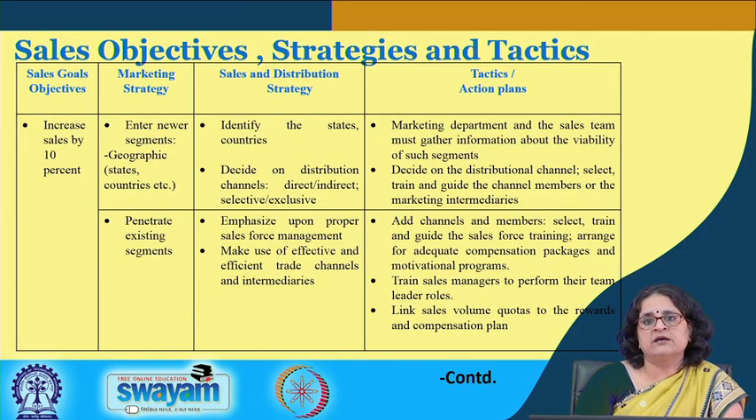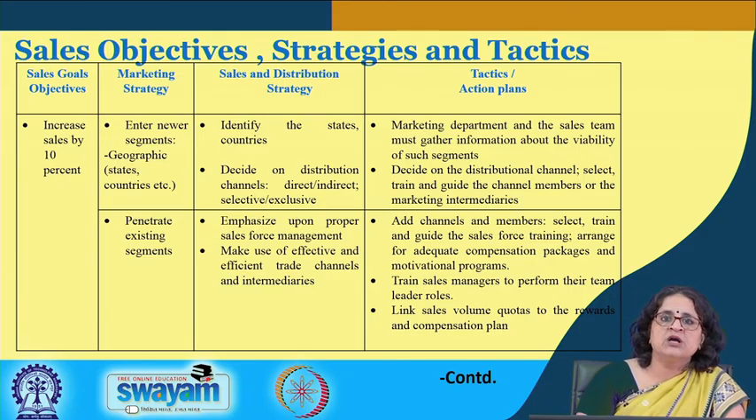And then the action plan or the tactic would be that the marketing department and the sales team gather enough information about the viability of such segments and decide on the distribution channel, select, train and guide the channel members or the marketing intermediaries. So this would be the way they would go about, gathering information, looking at the viability of the segment, and then deciding on distribution channel and sales force management. It would finally be able to achieve its sales goal or its objective of increasing sales by 10%.